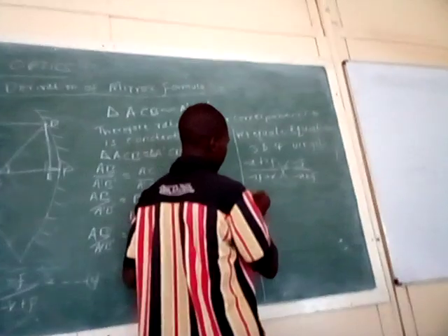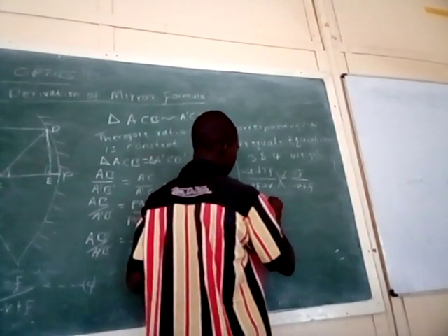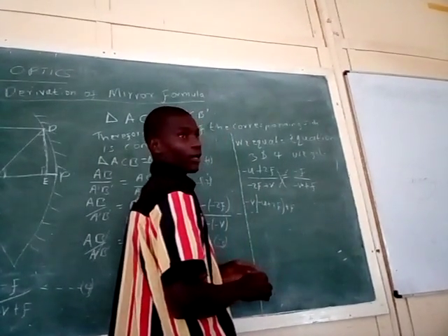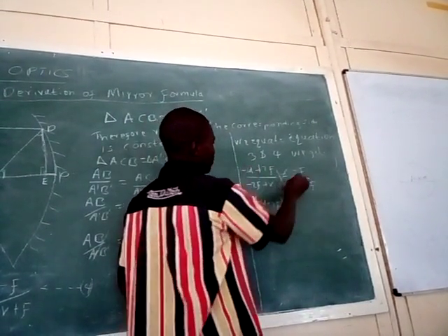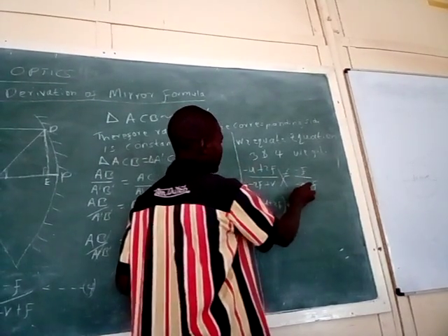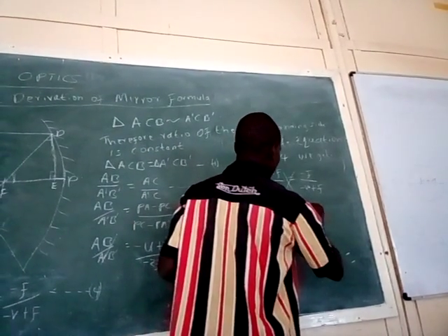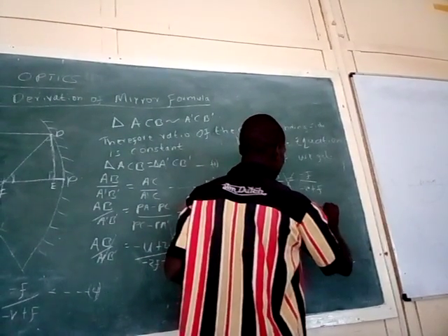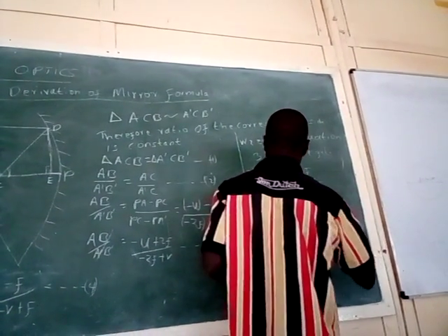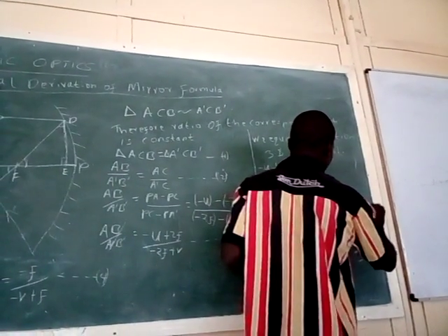So we are going to have negative B into negative U plus 2F plus F into negative U plus 2F. I'm expanding, because we have this multiplied by this one. So I'm expanding negative B into negative U plus 2F plus F into negative U plus 2F, which is equal to negative F into negative 2F plus B.